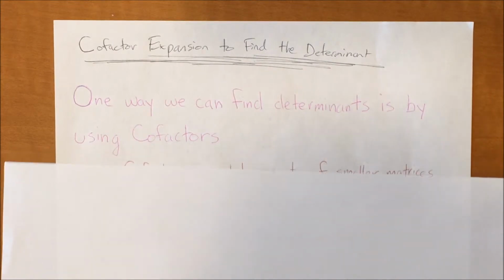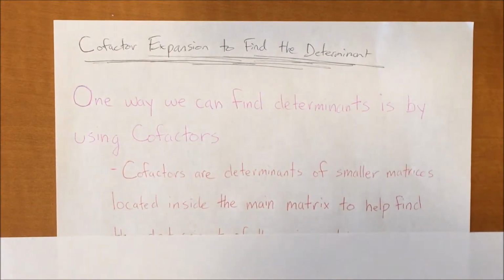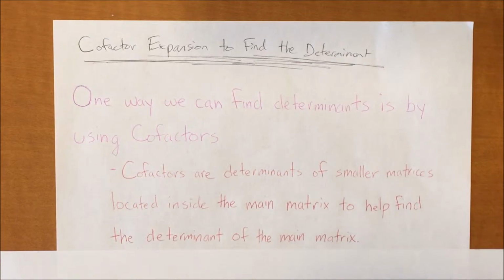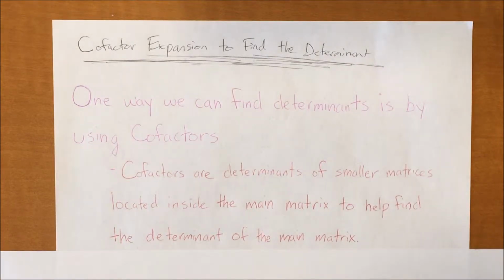Cofactors are essentially determinants of smaller matrices located inside the main matrix to help find the determinant of the main matrix. This helps eliminate the need for longer algorithms that take long to compute.